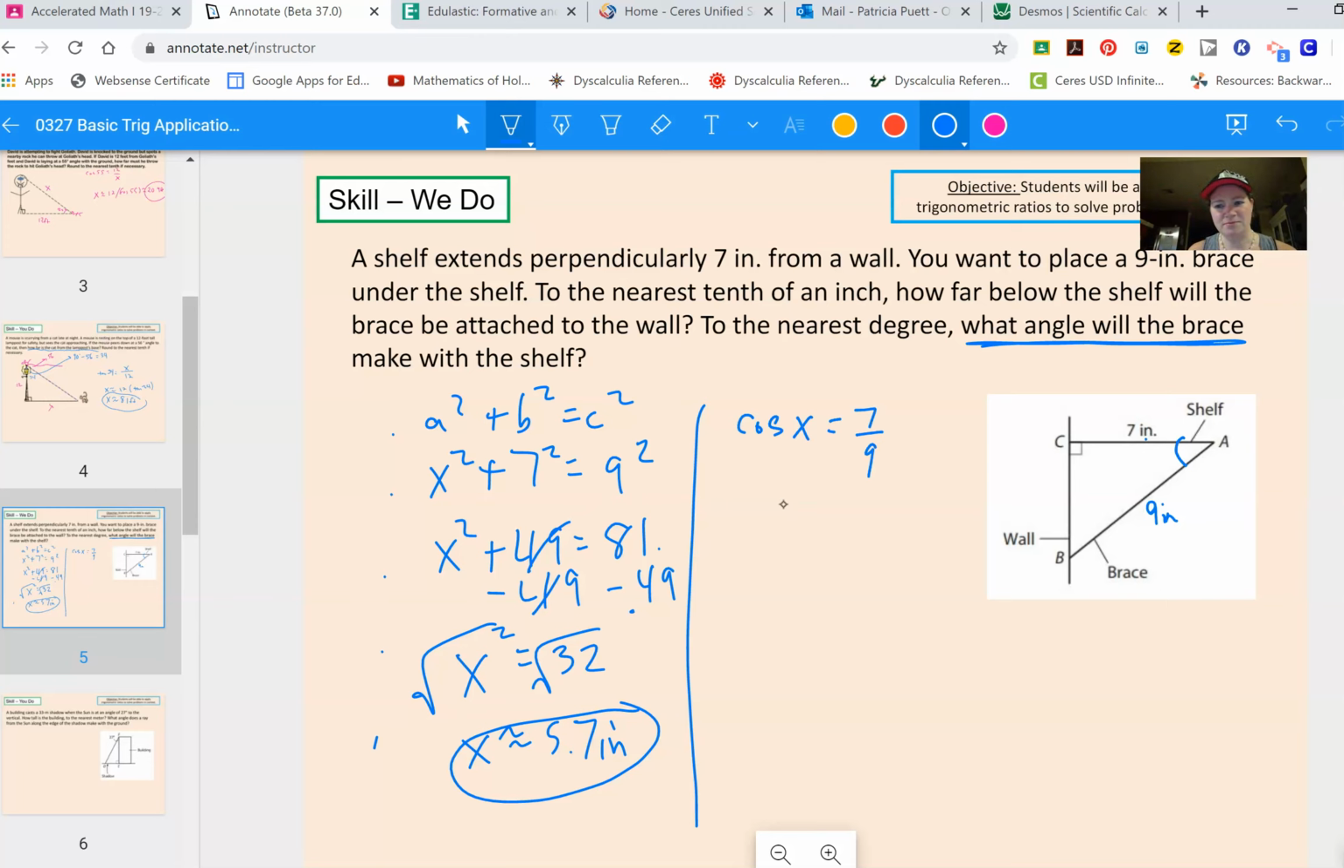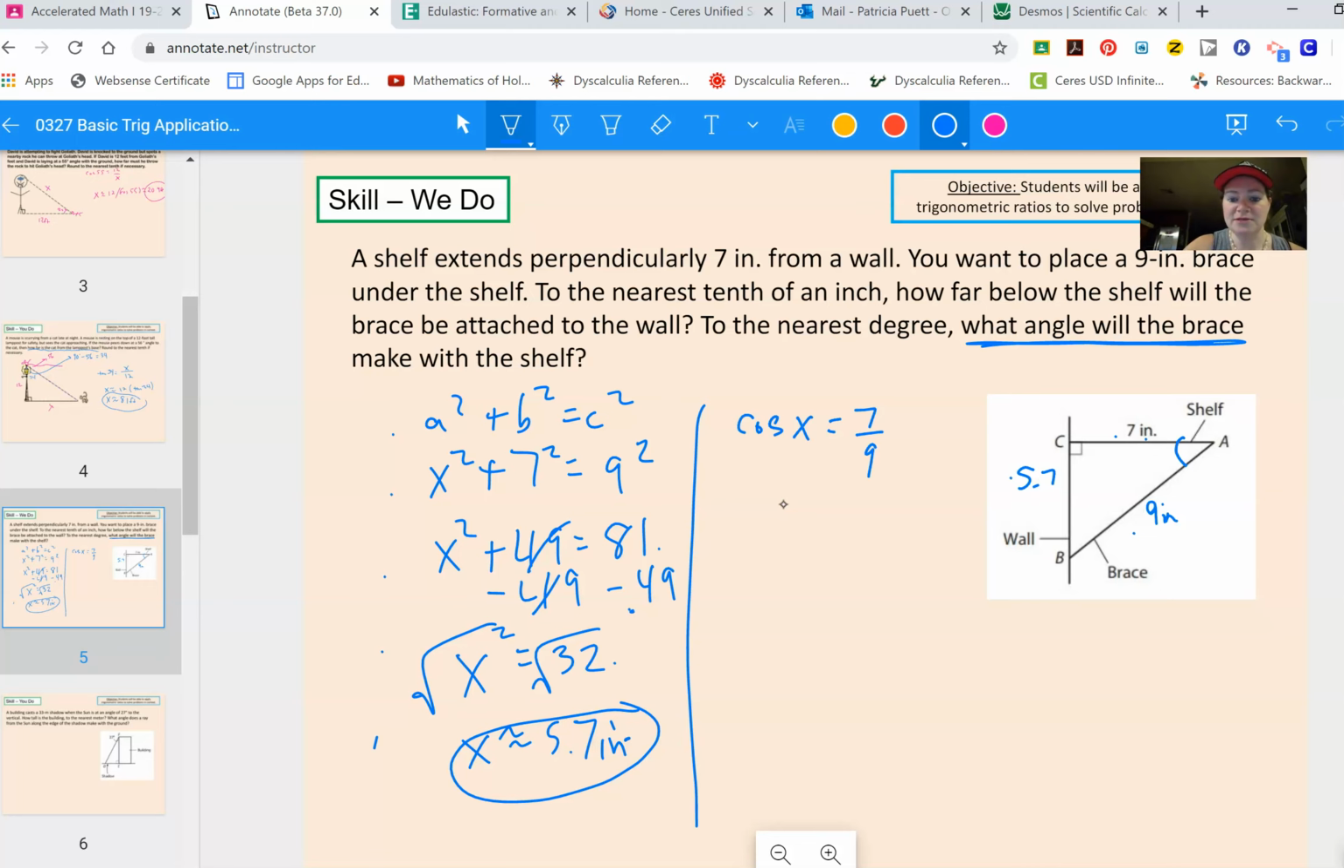So you might say, well, Mrs. Pewitt, why are you using cosine? I know this side is 5.7. Can I use sine? Can I also use tangent? And the answer is yes. There are a lot of different ways that you can approach the problem. The reason I use cosine is because let's say I made a mistake in my previous work. Let's say that instead of subtracting the 49, I actually added the 49, and I got this answer incorrect. Then this answer would be incorrect if I try to use it again. That's why I'm just using my given measurements of 7 and 9 to calculate things.